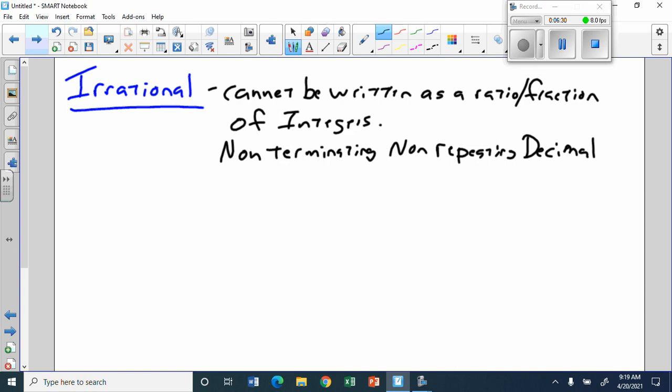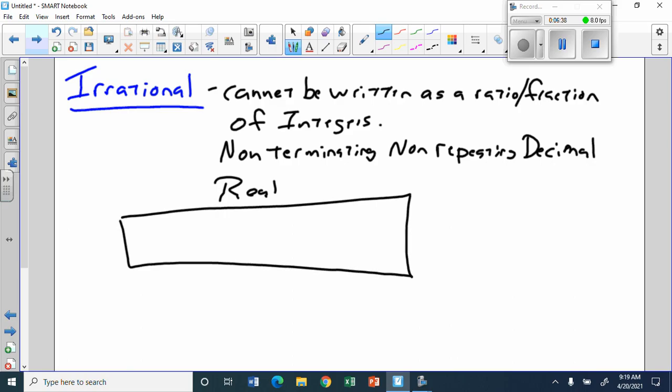That's an irrational number. So if we have all of our real numbers represented by this box right here, the real numbers can be divided into two categories: rational and irrational. The rational numbers include all those other ones we know, because integers, whole numbers, counting numbers, all of those rational numbers can be underneath here. Make sense? So what we're looking at is just the irrational numbers.